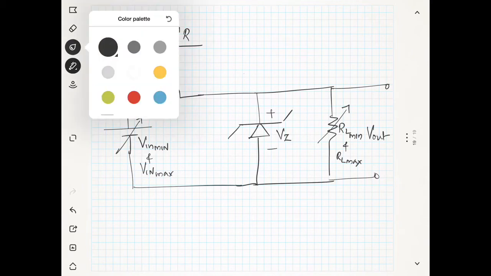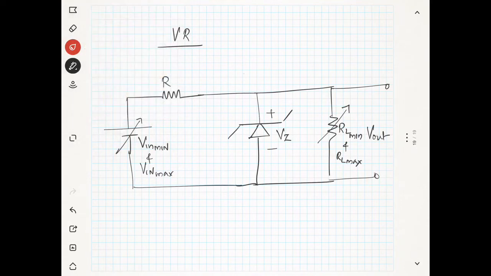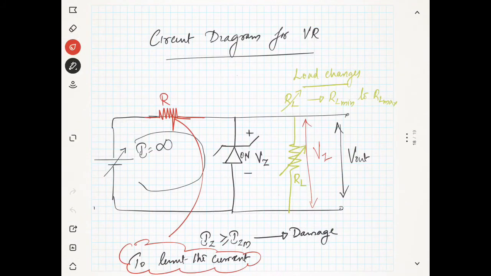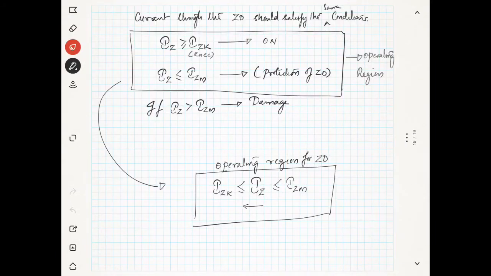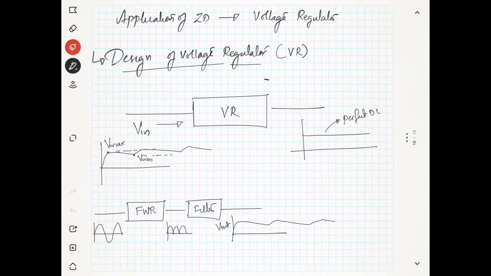Now you have to be very careful. For the Zener diode, I will say this is the current through the Zener diode, IZ. This IZ should satisfy some condition. That means it should be in the operating region. And what is the operating region? We have already explained it. This one is the operating region. I will explain it once again.